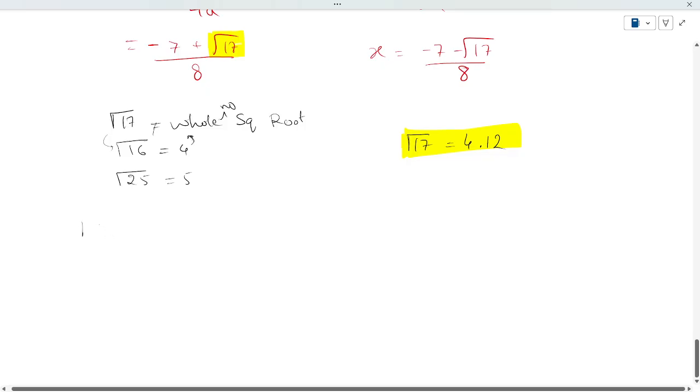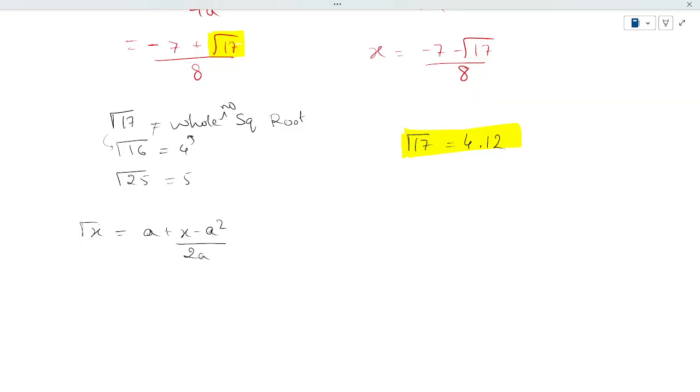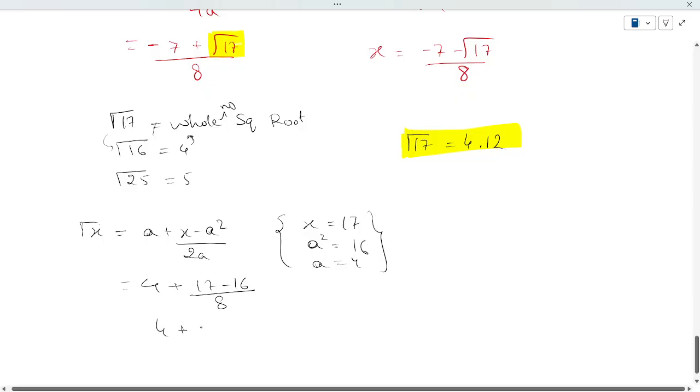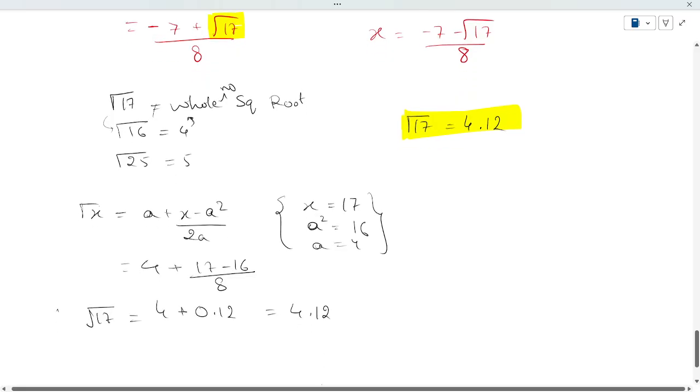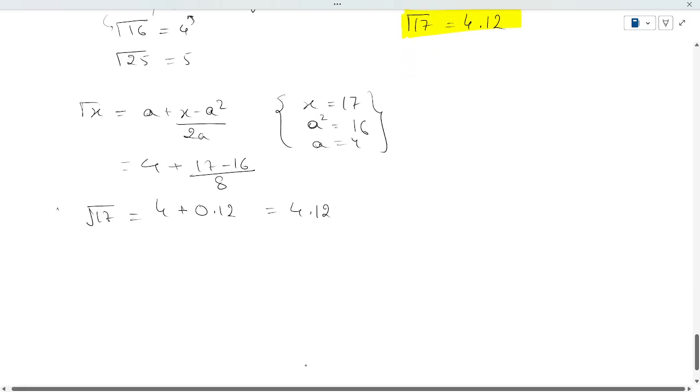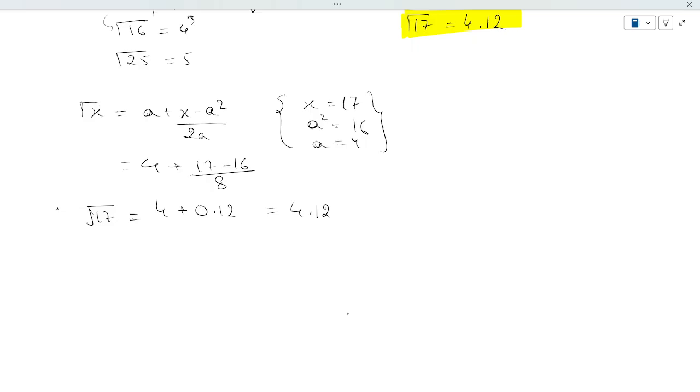If you want the exact value of root 17, we have one formula. This formula is not very necessary to learn. This formula is a plus x minus a square upon 2a. Here x is your 17 and a square is your nearest perfect square, that is 16. If a square is 16, a will be 4, right? If you put these values here, you get 17 minus 16 upon 8, so from here you get 0.12. So under root 17 is 4.12. Is there any doubt till here?